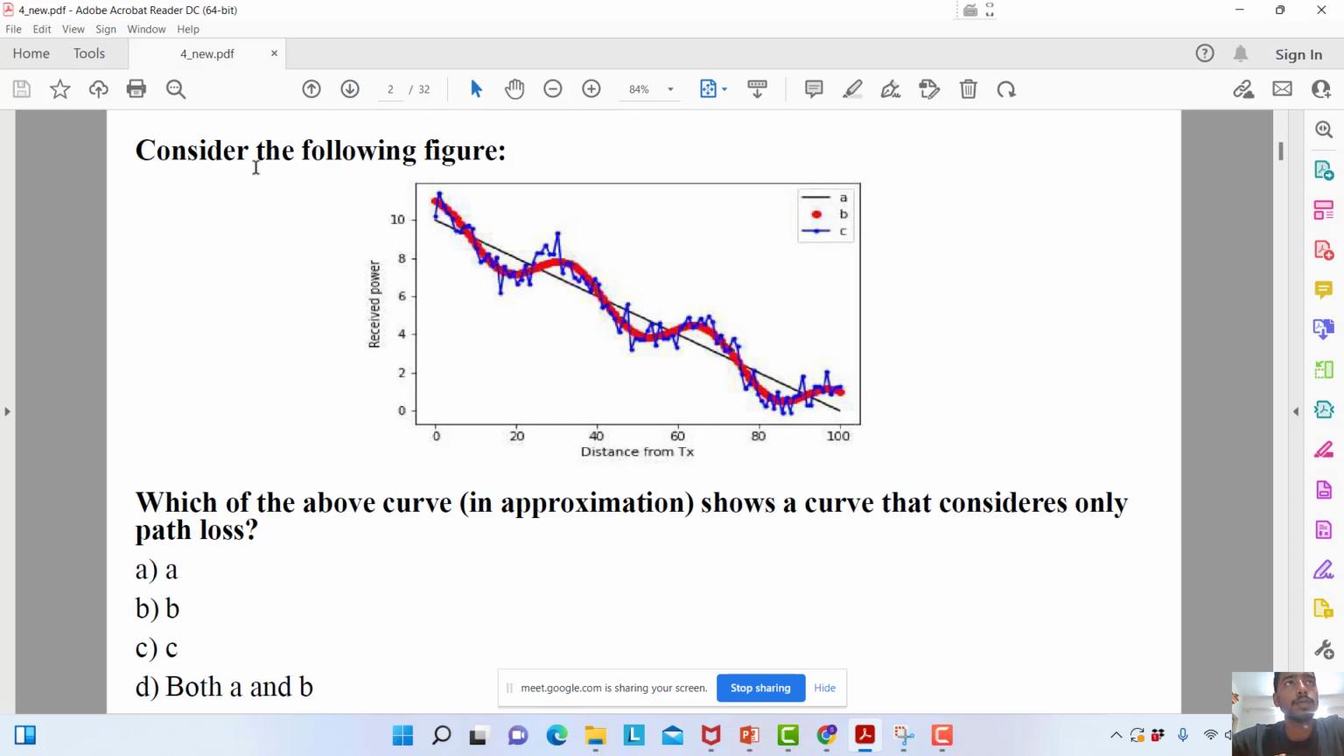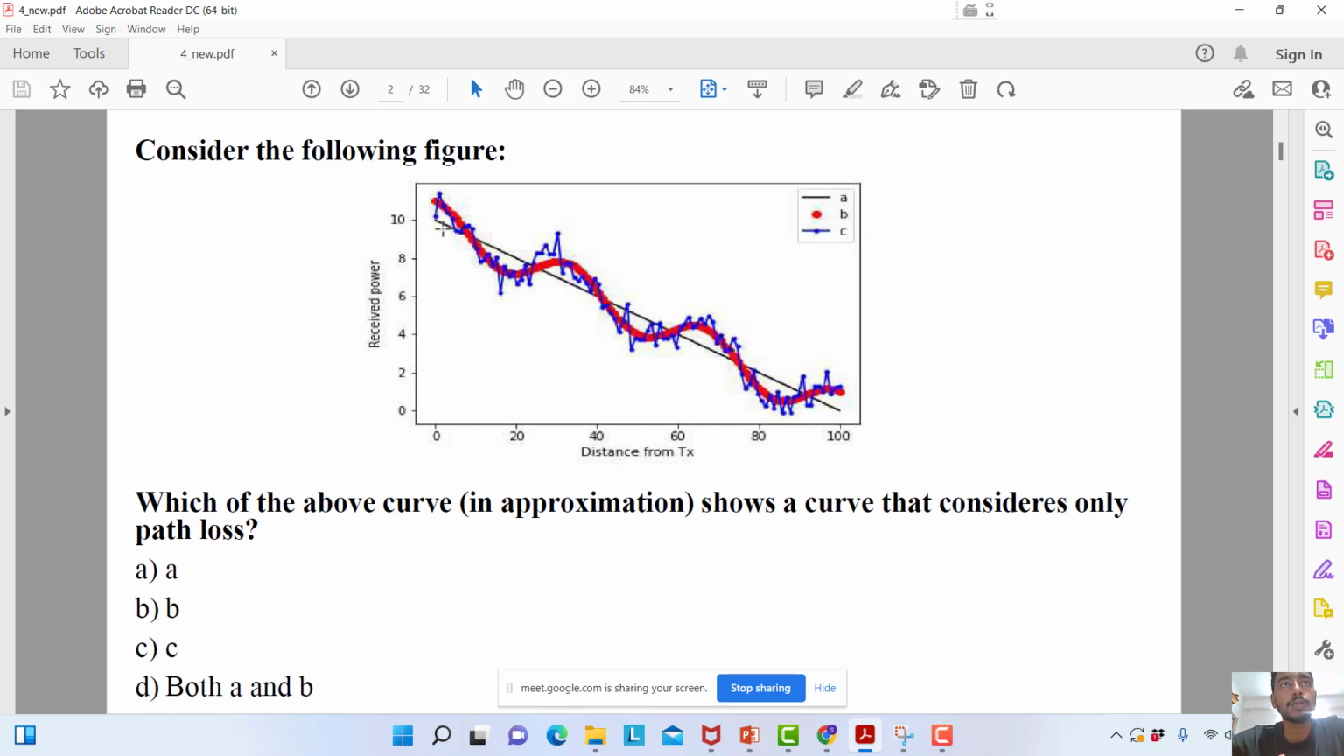The first question is: consider the following figure. Which of the above curves shows a curve that considers only path loss? In this question, we have three curves. First, the black line, second the red, and third the blue. We have to tell which option is correct. We have four options.